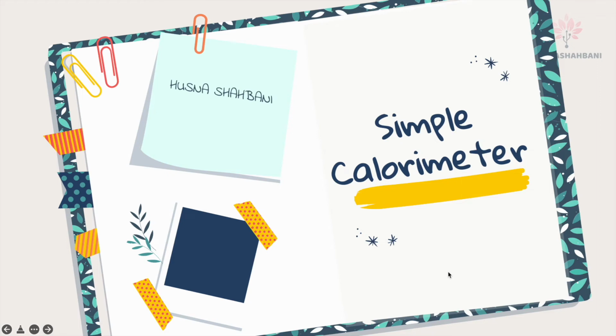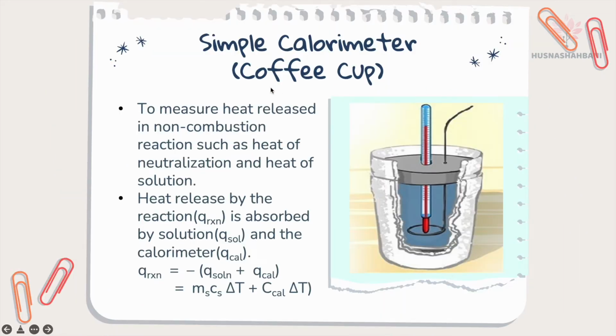Simple calorimeter. It is also known as coffee cup. It is used to measure heat released in non-combustion reactions such as heat of neutralization and heat of solution. Heat released by the reaction, Q reaction, is absorbed by the solution, we call it Q solution, and the calorimeter.